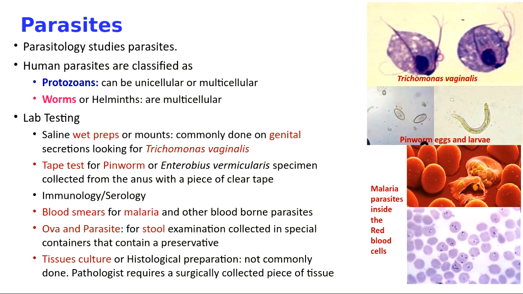Lab testing, we can do different testing depending on what we're looking for. Wet preps would be done in genital secretions, like vaginal secretions, or just genital secretions for men and women. And those are done whenever we're looking for Trichomonas vaginalis, and they look very interesting under the microscope.